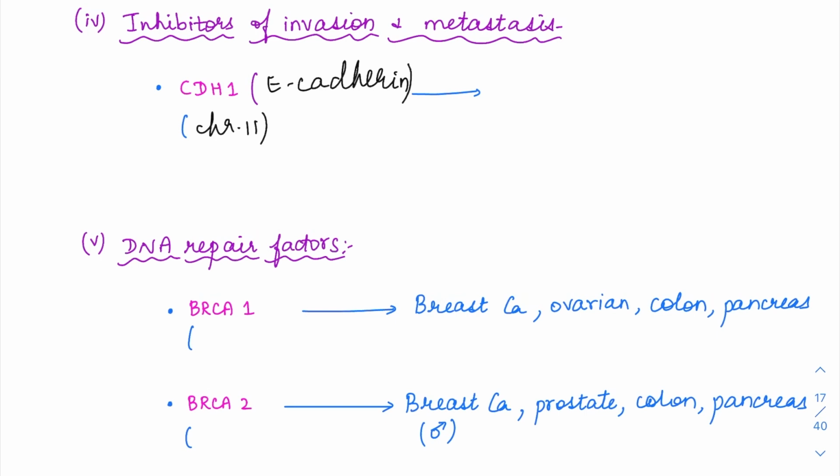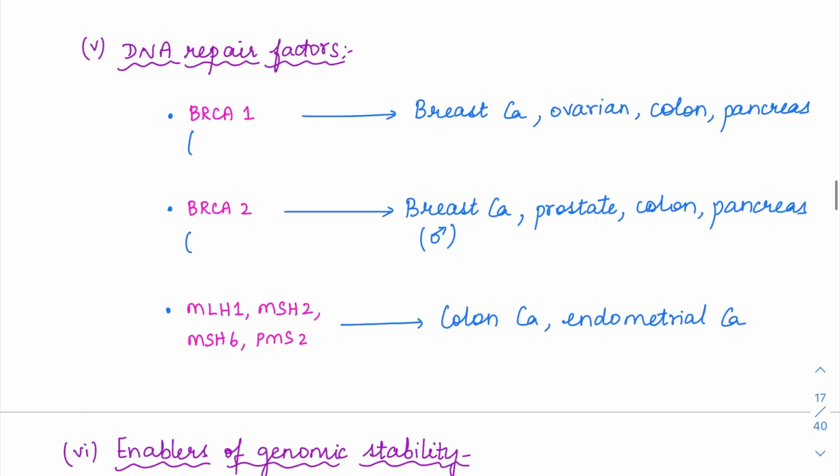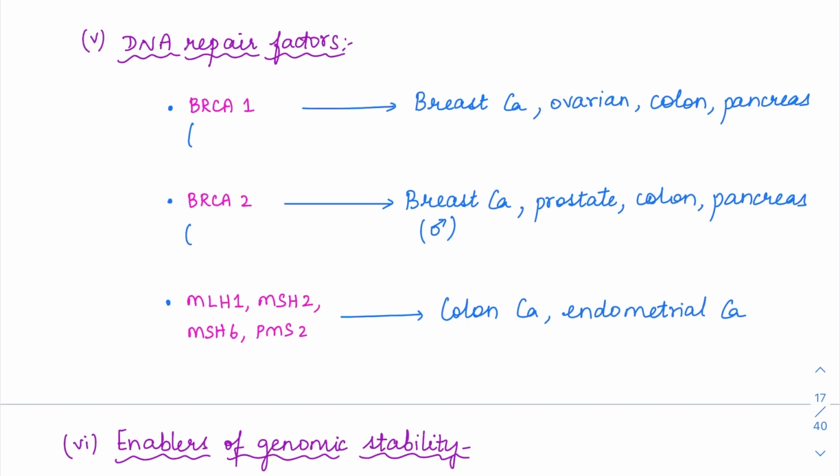When E-cadherin is lost, it is going to lead to certain cancers, especially lobular breast carcinoma, and also stomach carcinoma, a variant of which we call linitis plastica. That is the diffuse type of stomach adenocarcinoma. Both of these tumors are going to have singly scattered cells. The tumor cells are not going to come in sheets. They are going to either form a linear pattern or singly discohesive cells, which have a characteristic signet ring morphology. The next category of tumor suppressor genes will be the DNA repair factors.